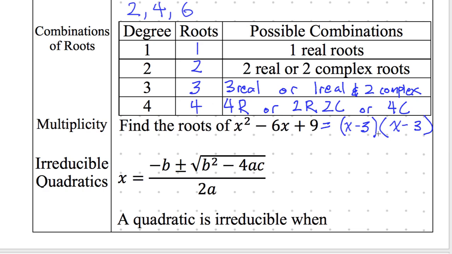X minus 3, x minus 3. Hey, look! I have 2 roots. My roots are 3 and 3. Because you set this equal to 0, right? Roots are wherever you set it equal to 0, so it flips. I have 2 roots, and they're both the same root. Whenever you have multiple of the same root, that means you have a multiplicity, in this case, of 2. So root 3, multiplicity 2.